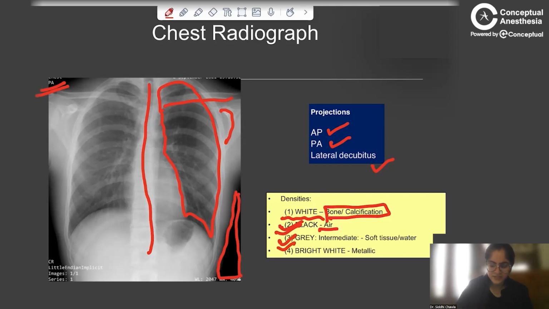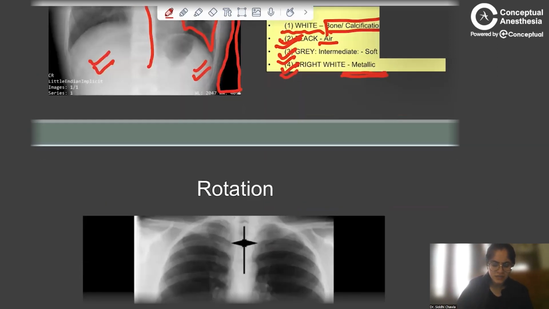Then gray is the intermediate tissue. Like you can see that this is the liver and this is the spleen, right? So they give an intermediate gray signal. And then bright white is actually the metallic objects that we might come across in some patients as artifacts or some foreign body that the patient has inhaled, right?